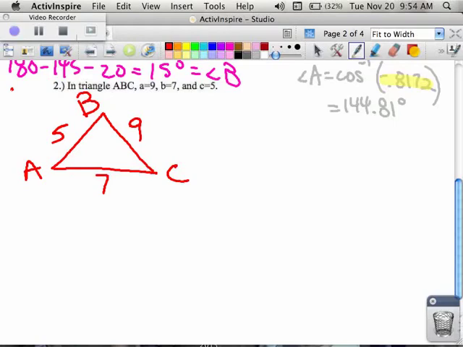Always. So I am going to find the biggest side angle combo, which in this case, since the biggest side is 9, that means the biggest angle is A. I'm looking for angle A first, because all I have to do in this problem is find 3 angles. So now, looking for that first angle A.